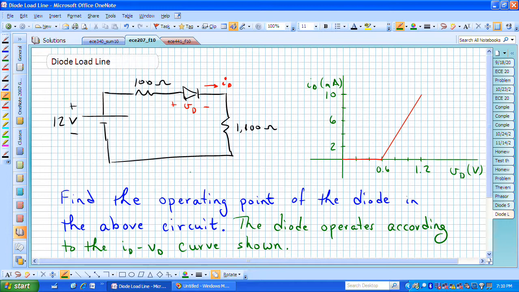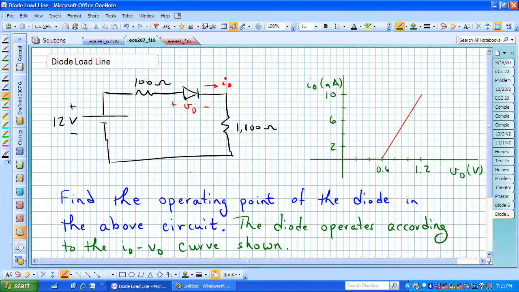Let's look at a load line problem involving a diode. In this particular problem, the diode current voltage relationship is sketched on the right of the page. It's not an exponential curve, it's a linear curve, but that's just what we're assuming this particular diode operates like. It goes up to 10 milliamps when the voltage dropped across the diode is 1.2, and it goes down to 0 milliamps when the voltage drop across that diode is at 0.6 volts or less.